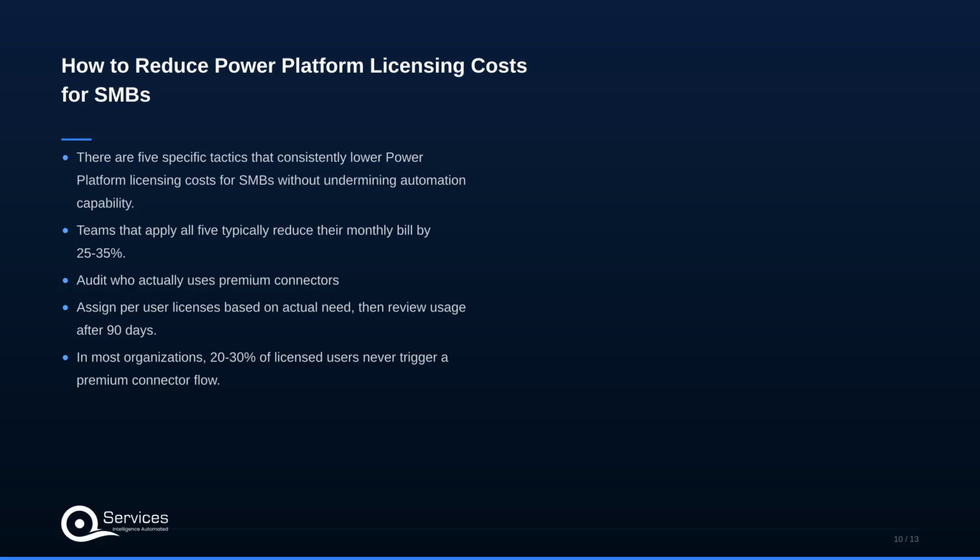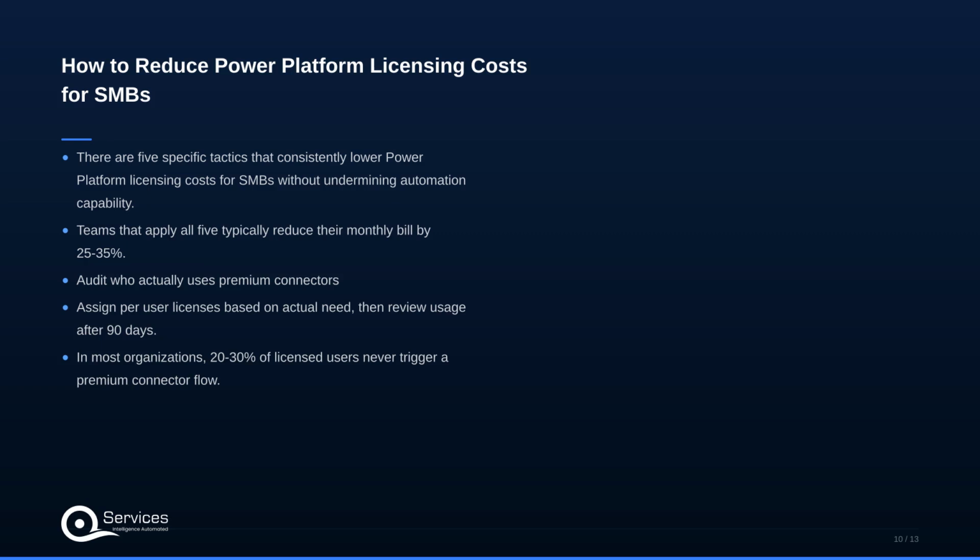Let's talk about next up: how to reduce Power Platform licensing costs for SMBs. There are 5 specific tactics that consistently lower Power Platform licensing costs for SMBs without undermining automation capability. Teams that apply all 5 typically reduce their monthly bill by 25 to 35%.